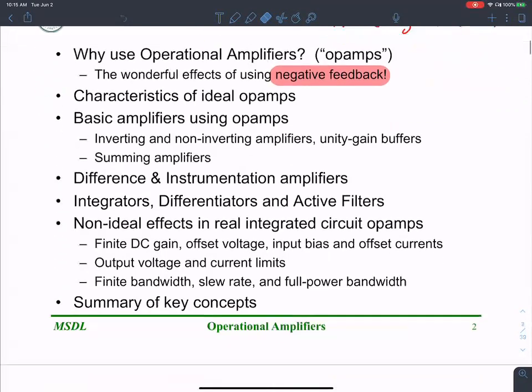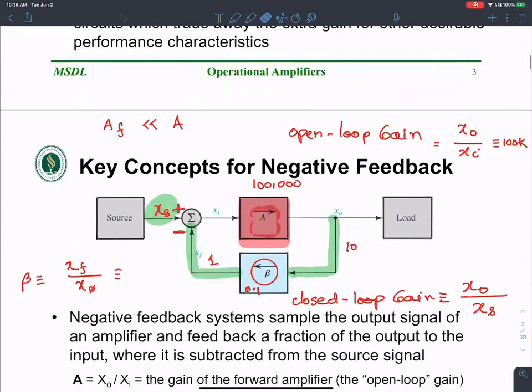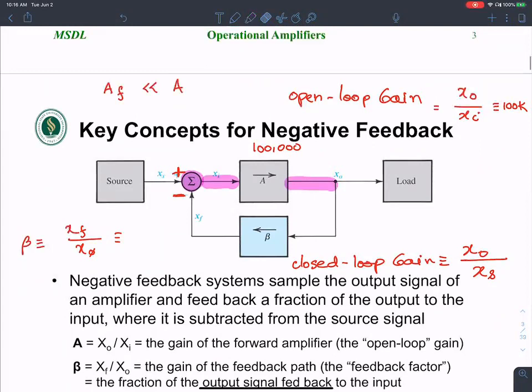Now, they're most often used in a negative feedback configuration, which makes everything better. Negative feedback configuration is shown here, where you feed a fraction of the output back into the input, and then you amplify the difference signal. That is the underlying idea of an operational amplifier: look at the difference and amplify the difference. That's what I want to do.